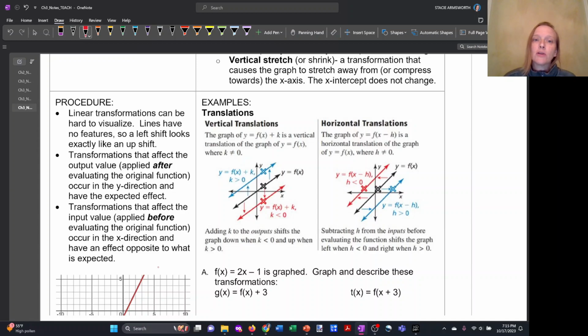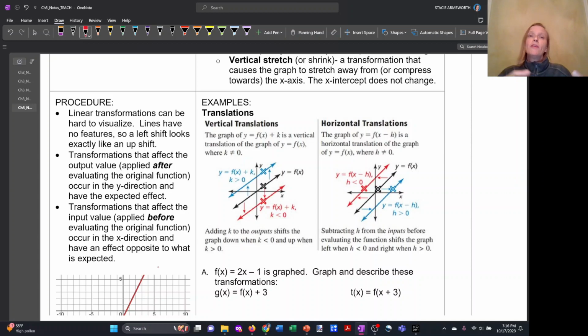So here you can see that the X has been shifted up or down in this vertical translation. In a horizontal translation, you can see that the X has been moved to the left in the case of the red line, or to the right in the case of the blue line.